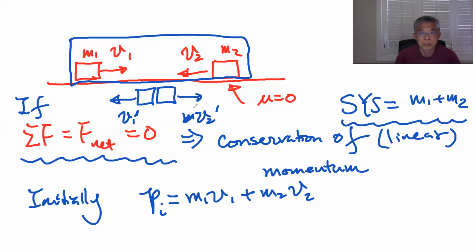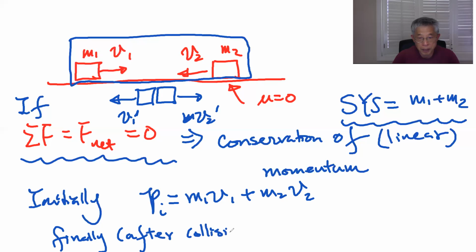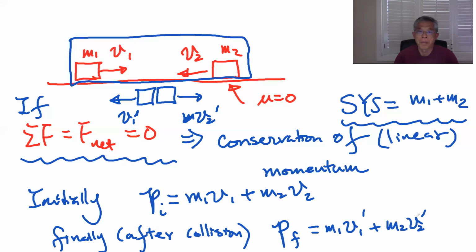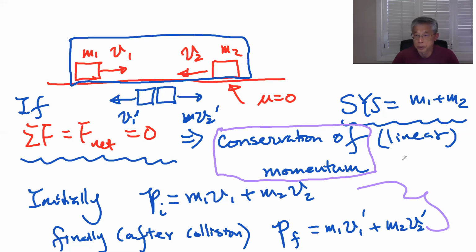Okay, but if this net force is equal to 0, then finally, after collision of the two masses, the PF is equal to m1 v1 prime plus m2 v2 prime. Okay. Now the conservation of momentum says the following. I'm going to change in color. Okay. So the conservation of momentum here says that these two are equal. So PI is equal to PF.